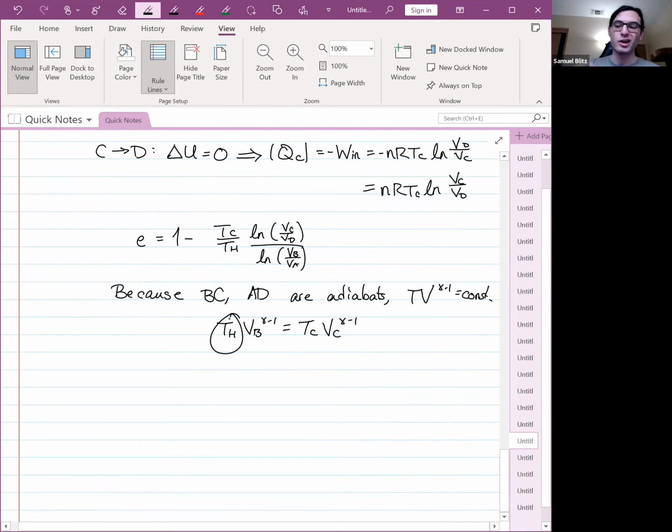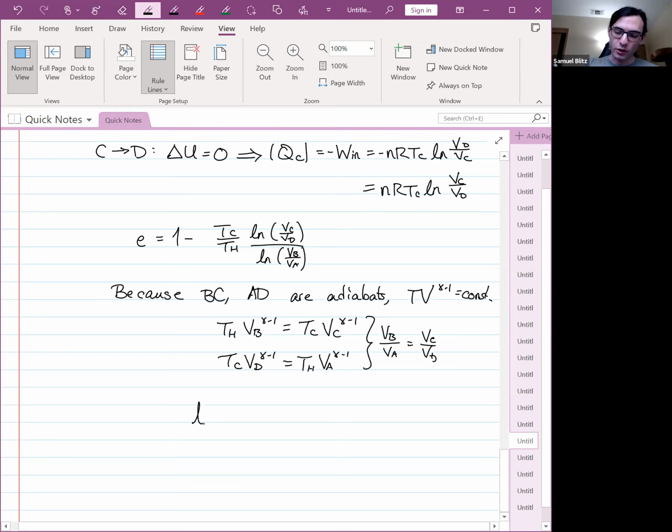Instead of having TB here, I put TH because we already know the temperature at state B. It's the same temperature that it was the whole time during that isotherm. And similarly, we have that TC times VD to the gamma minus 1 is TH times VA to the gamma minus 1. So putting these together, we have that VB over VA is equal to VC over VD. Just rearrange this and then divide one equation by the other.